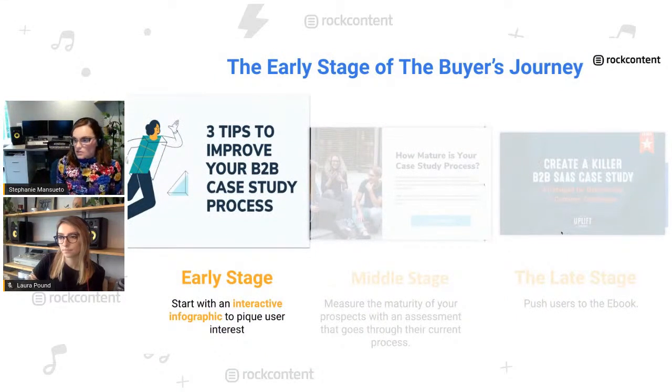So my proposed user journey for this one is the ebook is at the end. So we start off with an infographic that would be 3 tips to improve your B2B case study process. 3 simple tips. We use graphics. We make the experience look like the ebook as close as we can. This is my quick design skills. Obviously, not 100% looking like Uplift, but I still like that waving running guy.